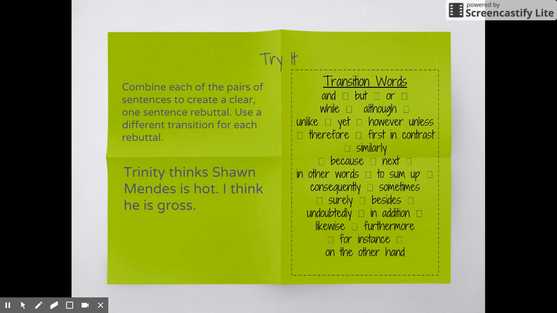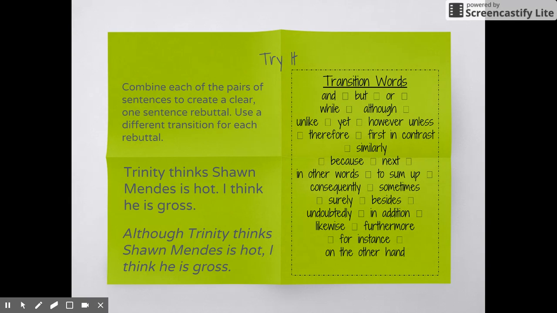Trinity thinks Shawn Mendes is hot. I think he is gross. How can we combine these sentences to make a one-sentence rebuttal? Here's one way to do it. Although Trinity thinks Shawn Mendes is hot, I think he is gross. I used the transition word although at the beginning of the sentence and combined them with a comma.